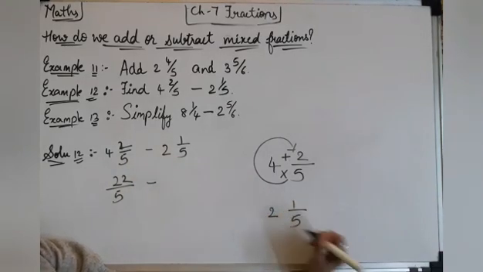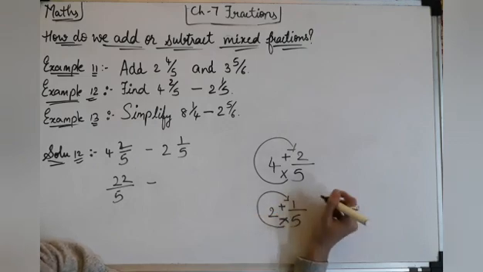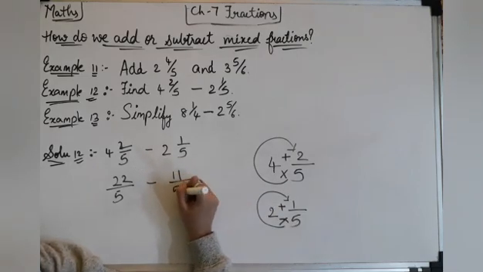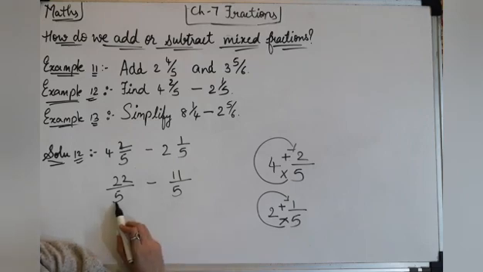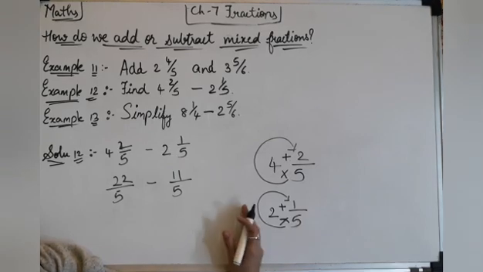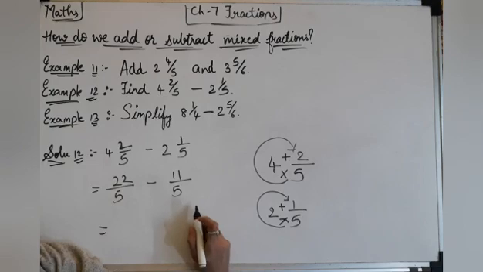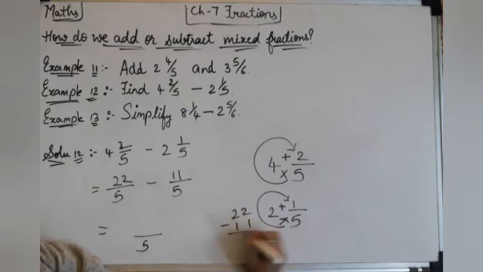Like that we will do this also: 2 integer 1 upon 5. Down to up, multiplication here and addition here. 5 2s are 10, 10 plus 1 is 11. So 11 upon 5. But you can see that here it is easy, because the denominators 5 and 5 are the same. Means it is a like fraction. So it is very easy to solve, right? So 22 minus 11, because denominators are same, we will write the denominator 5. And 22 minus 11: 2 minus 1 is 1, 2 minus 1 is 1. We got the answer 11 upon 5.